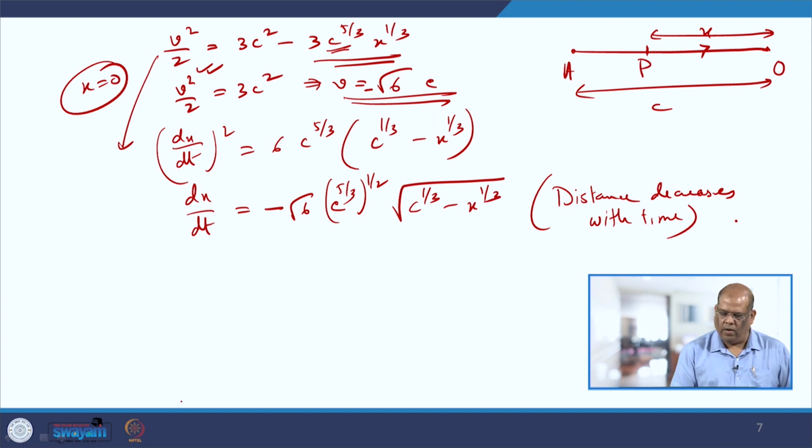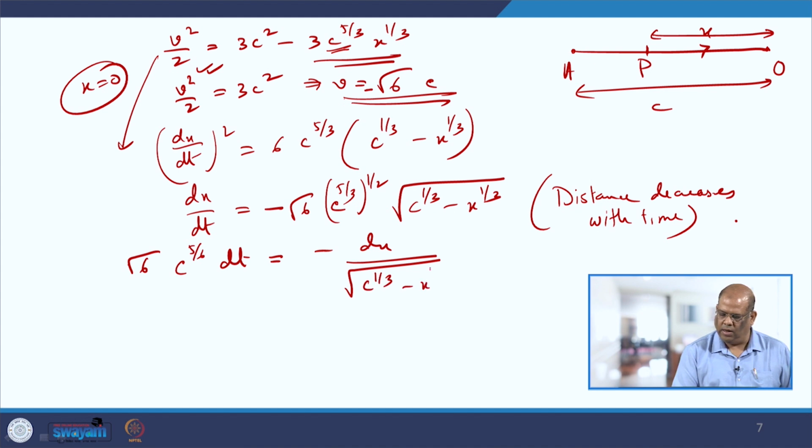Now, you have to integrate. Separation of variables will give you root 6 c to the power 5 by 6 dt is equal to minus dx by root of c to the power 1/3 minus x to the power 1/3.